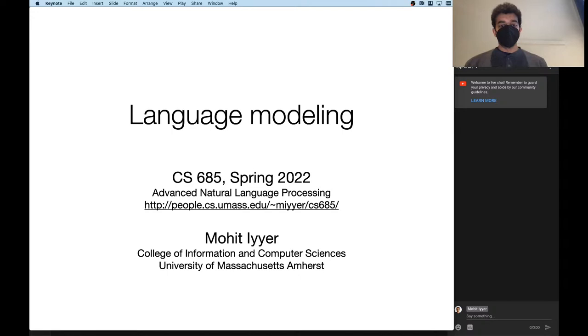So in this lecture, we will cover first the basics of the task, and then go through some very simple language models that rely on counting and then dividing, nothing too fancy.